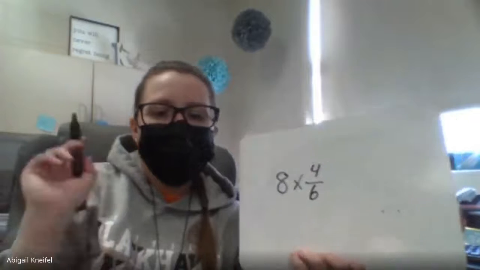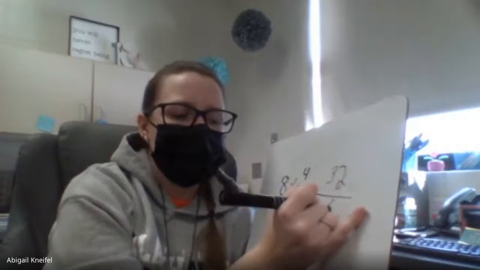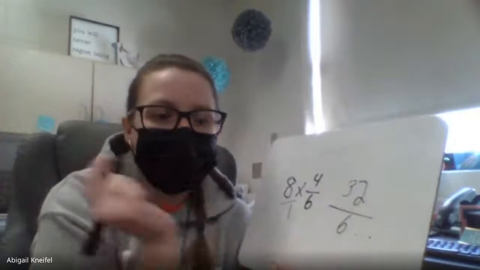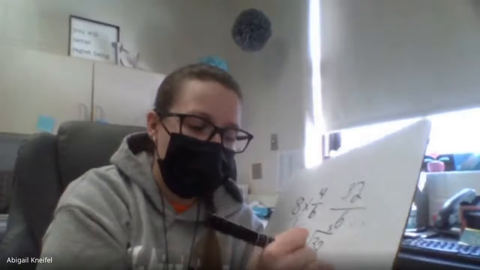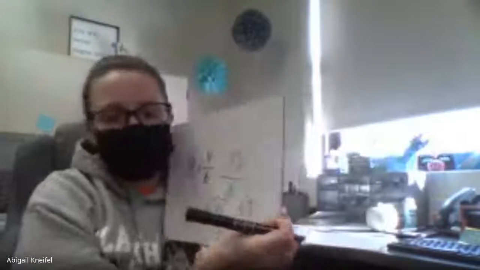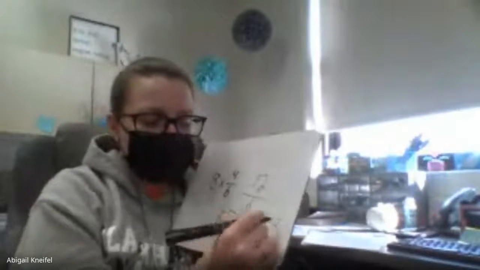All right. The first thing I have to do is put 8 over 1. 8 times 4 is 32. 1 times 6 is 6. This is an improper fraction, so I have to divide. 32 divided by 6. How many times does 6 go into 32? It goes in 5 times, which equals 30, and I have 2 left. So now I have 5 and 2/6. But guess what? I can simplify by 2. So 2 divided by 2 is 1. 6 divided by 2 is 3. So my final answer is 5 and 1/3.